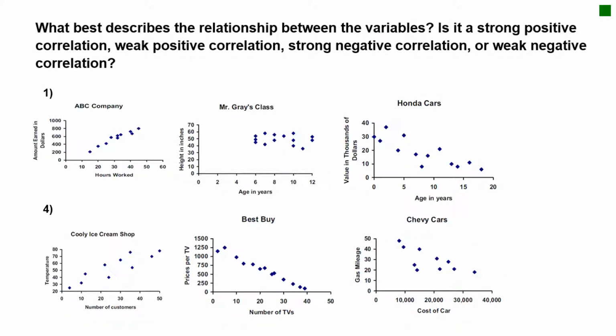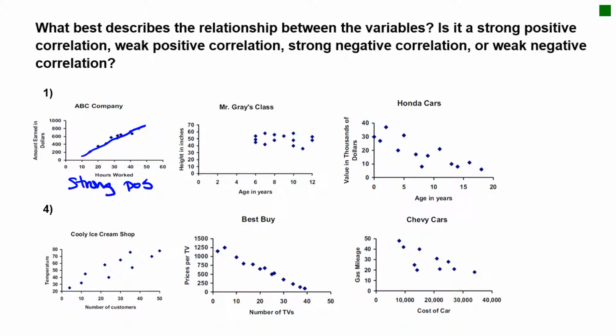So what best describes the relationship between the variables? Is it strong positive, weak positive, strong negative, weak negative correlation? So let's look at what we've got. The ABC company. We have the hours worked and the amount earned in dollars. Your eye sees this. That would be a strong positive line, right? Strong positive correlation. What about this next one?